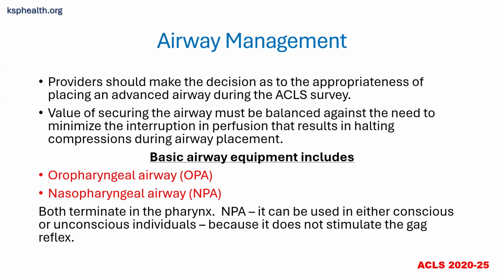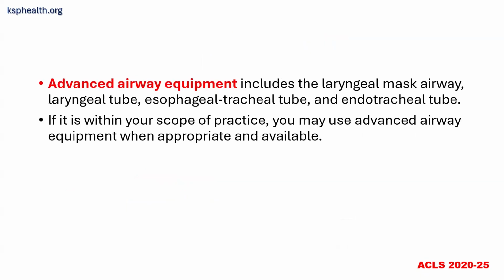First, airway management. Providers should make the decision as to the appropriateness of placing an advanced airway during the ACLS survey. The value of securing the airway must be balanced against the need to minimize the interruption in perfusion that results from halting compressions during airway placement. Basic airway equipment includes the oropharyngeal airway or nasopharyngeal airway. Both of them terminate in the pharynx. The nasopharyngeal airway can be used in unconscious and also in conscious individuals because it does not stimulate the gag reflex. Do not use the oropharyngeal airway in conscious and also in semi-conscious patients.